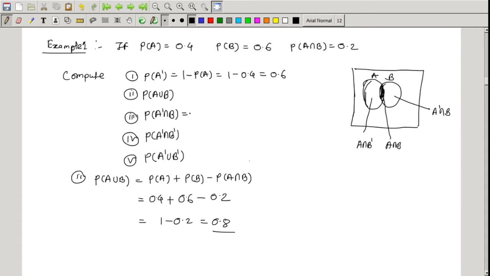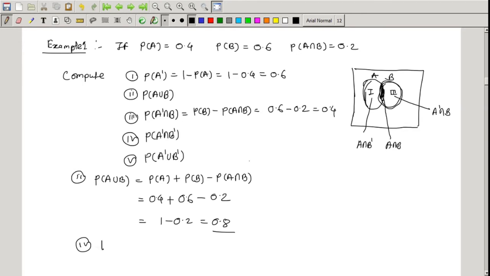Then here P of A dash intersection B. So A dash intersection B is this part. If I write first, this is my second and this is my third. So if I remove from P of B, P of A intersection B, we will get the answer. So P of B minus P of A intersection B. So what is my P of B? That is 0.6 minus P of A intersection B is 0.2. So the answer is 0.4.